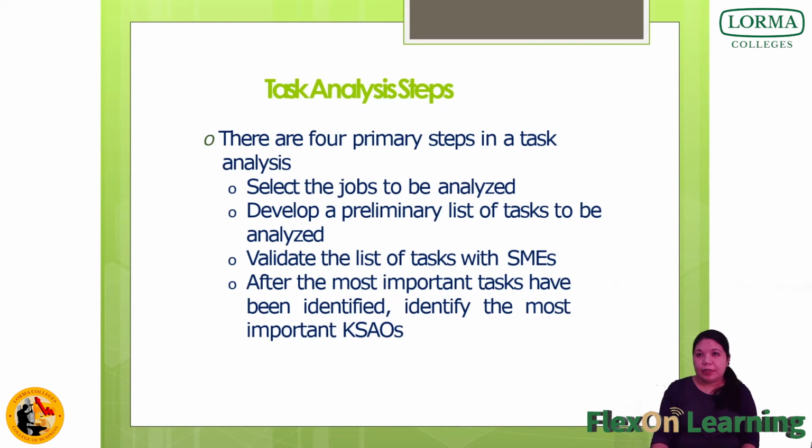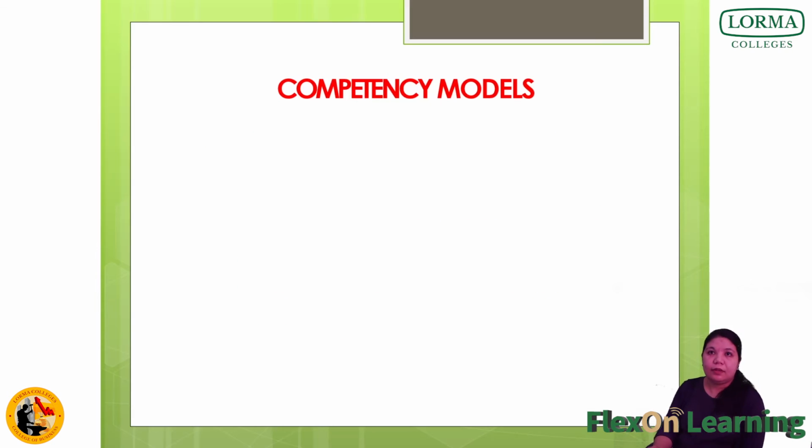There are four primary steps in the task analysis. First is select the jobs to be analyzed. Develop a preliminary list of tasks to be analyzed. Validate the list of tasks with SMEs. After the most important tasks have been identified, identify the most important KSAOs.